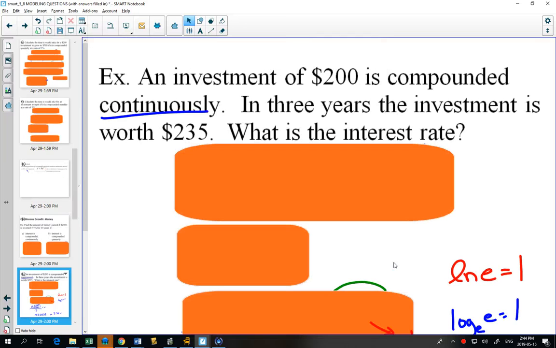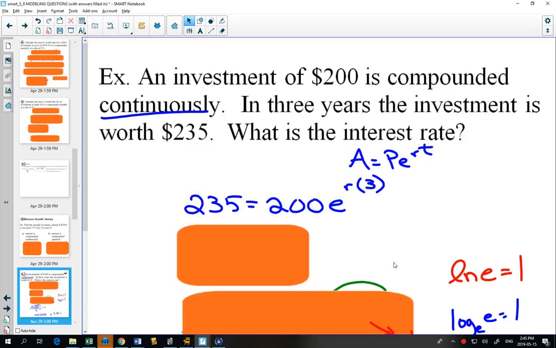So here's another one for you. An investment of $200 is compounded continuously. Now, it used to be that the continuous formula was on your formula sheet, and you would have to know that the question saying continuously meant to use that formula. But now the formula is going to be given to you. You would know that you were using, I like to call it the PERT formula, and you would plug in everything. 200 initially, it's now worth 235 over 3 years.